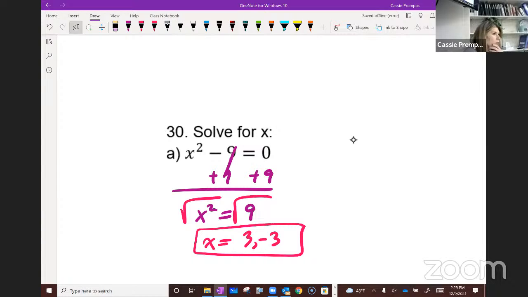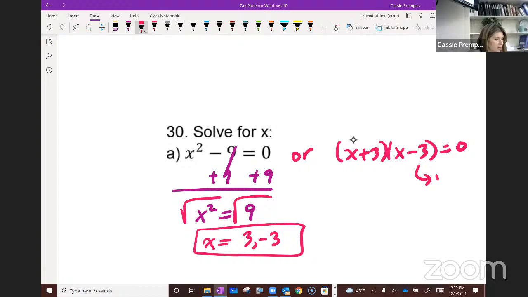All right, guys, my partner added 9, took the square root, and she remembered the plus or minus. If you typically forget the plus or minus, a different way you could have solved this is by factoring. And then you would still get x to equal 3 and x to equal -3. Doesn't matter really which way you solve, you just have to get to that correct answer.